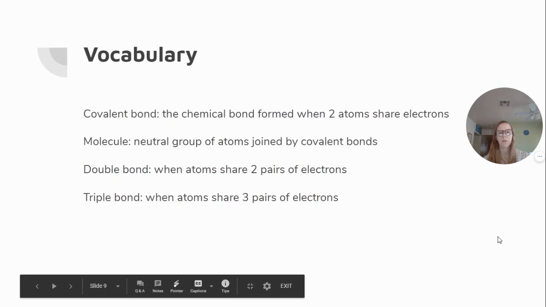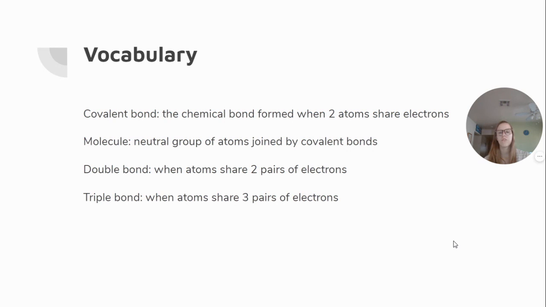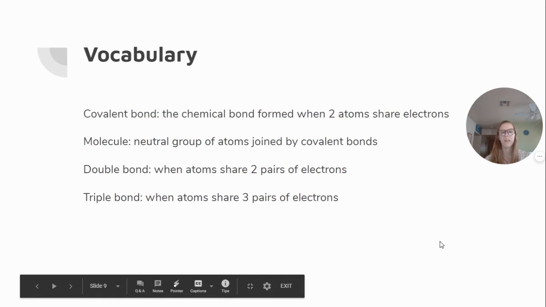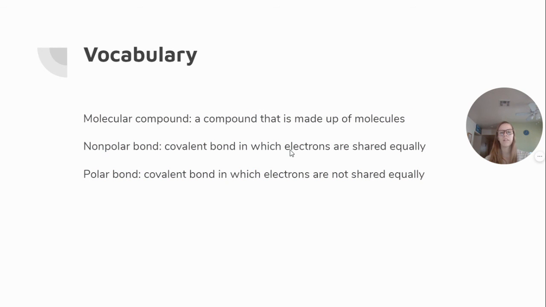We have our vocabulary words. Covalent bond is the chemical bond formed when two atoms share electrons. A molecule is a neutral group of atoms joined by covalent bonds. A double bond is when atoms share two pairs of electrons. A triple bond is when they share three pairs. A molecular compound is a compound that is made up of molecules.